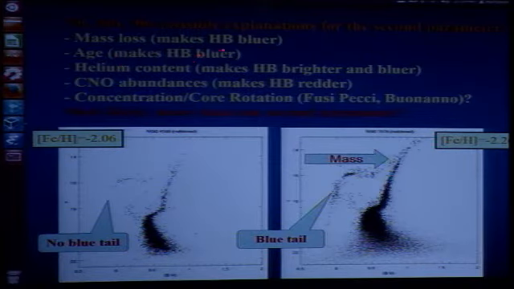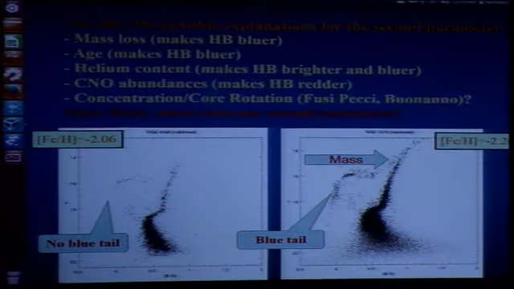Mass loss, which makes the horizontal branch bluer. Age, which also makes the horizontal branch bluer. Increasing age, the horizontal branch becomes bluer. This is essentially related to the fact that the sequence along the horizontal branch is a sequence in mass. So the higher the mass, the redder is the horizontal branch. Then helium content. Helium content is a more complex effect because it makes the horizontal branch brighter and bluer. The CNO abundances, which make the horizontal branch redder.